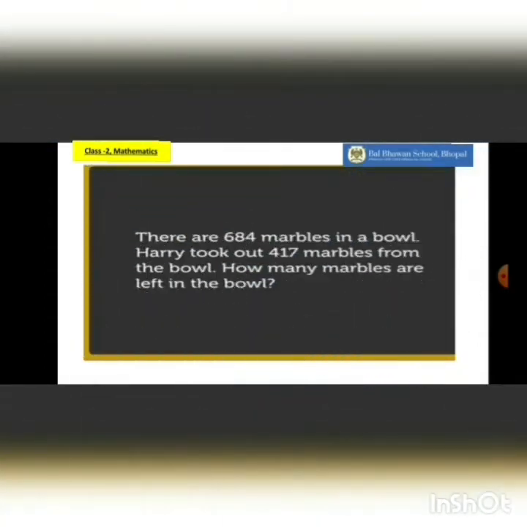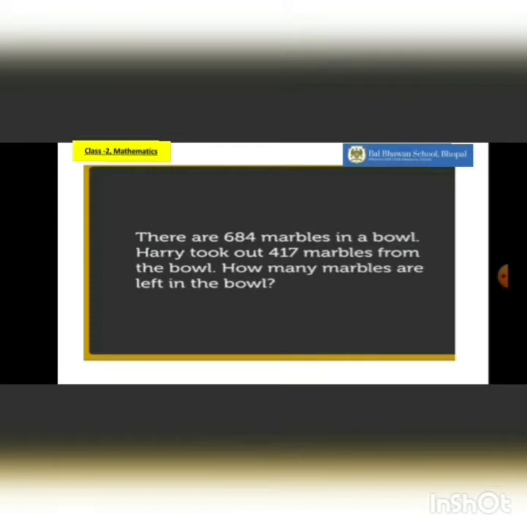Let's read the situation. There are 684 marbles in a bowl. Harry took out 417 marbles from the bowl. How many marbles are left in the bowl? Children, when you read such story problems and when you find words like left and difference, it means you have to subtract. Alright? So we have to see what this information is giving us.